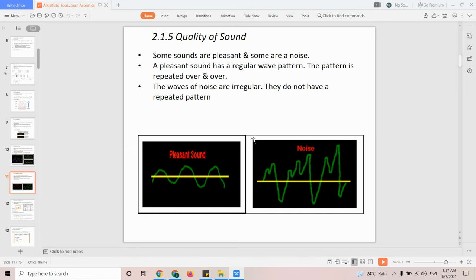And then next we have the quality of sound. Some sound can be pleasant and some can be noisy. Usually a very pleasant sound has a regular pattern. Noise, on the other hand, has a very irregular pattern. There's no repeating pattern. When we perceive this sort of irregular sound, we call it noise.